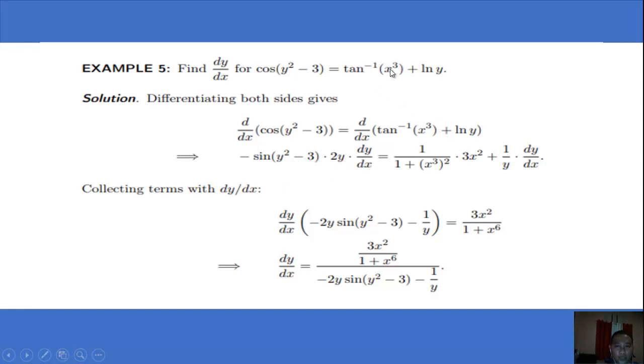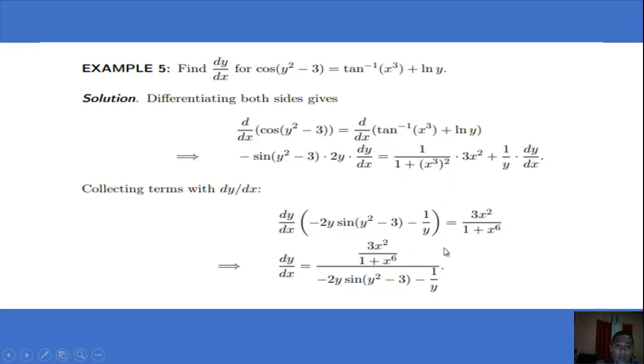Derivative of arctan of this is 1 over 1 plus x cubed raised to the power of 2. Derivative of x cubed is 3x squared, plus the derivative of 1 over y times 1. And then we have this 1 over y dy dx, ilipat sa kabila. Ayan siya, minus na. Ito ay copy lang, negative 2y sin y squared minus 3. And then ito ay maging 3x squared over 1 plus x to the 6.